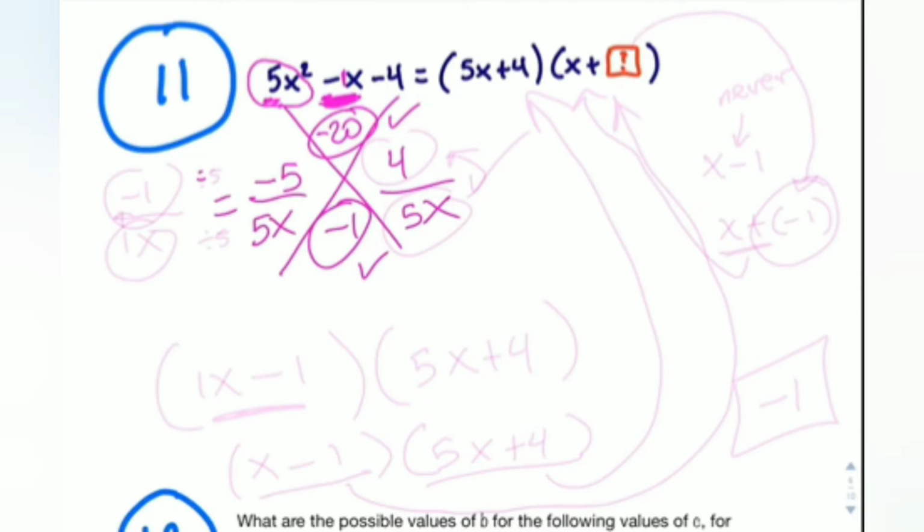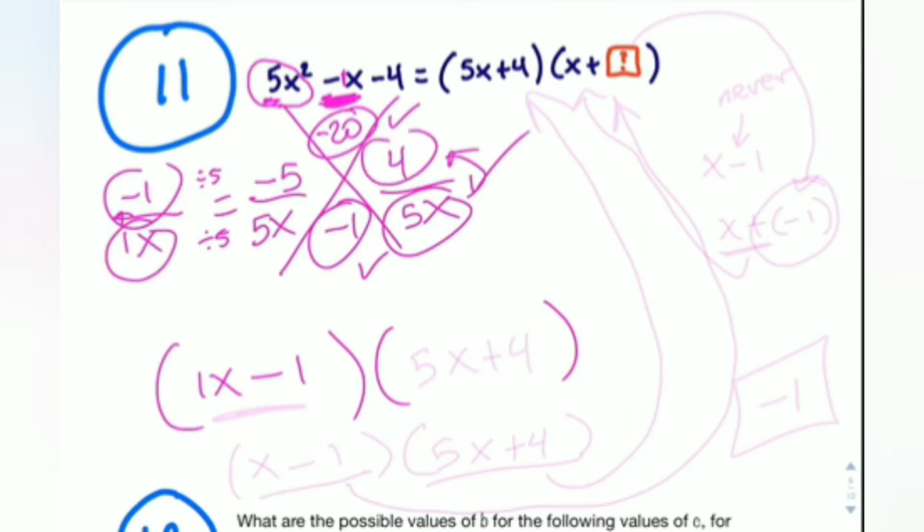Here, we're going to divide by 5. So negative 1, and this would be 1x. Here, this is already simplified. So remember, factoring is just two parentheses multiplying each other. We're going to go backwards from the denominator to the numerator. So 1x minus 1. And here, backwards, denominator to the numerator, so 5x plus 4.